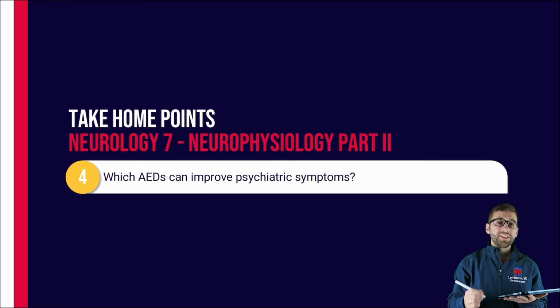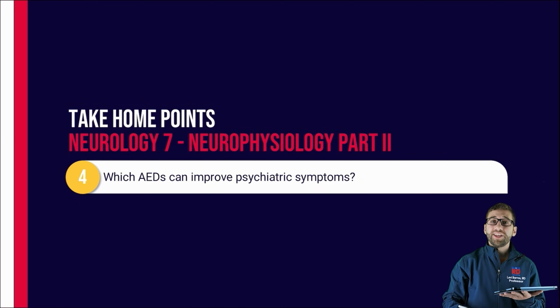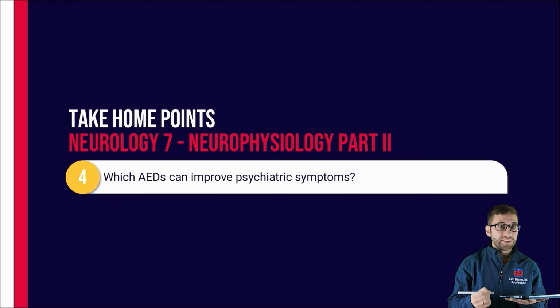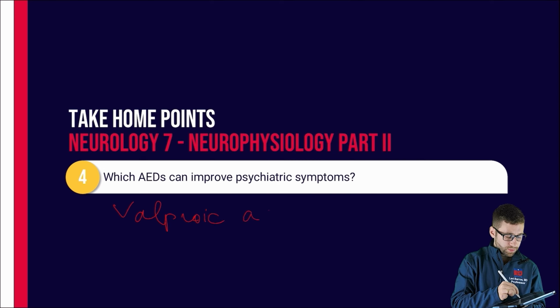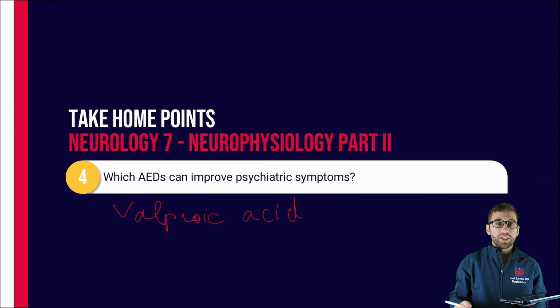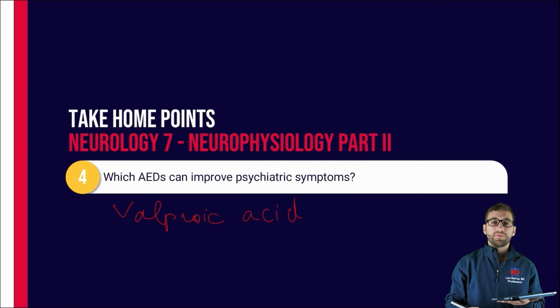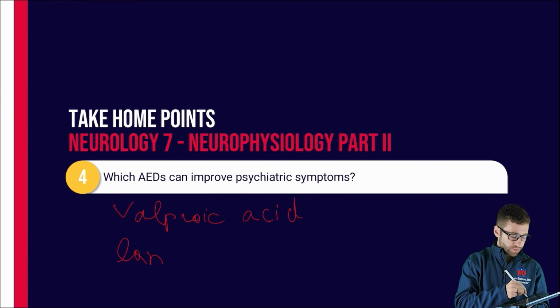Lastly, which AEDs can actually help people with psychiatric disorders? Some anti-epileptic drugs can have positive effects on psychiatric symptoms. For example, valproic acid is used in the treatment of bipolar disorder because it stabilizes mood and reduces manic episodes. Another one, lamotrigine.